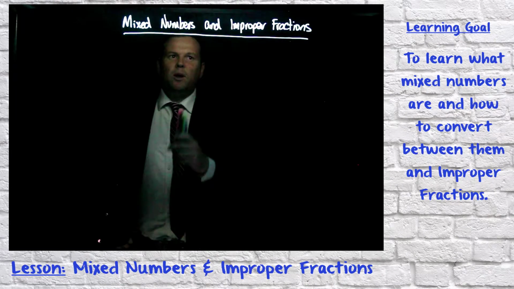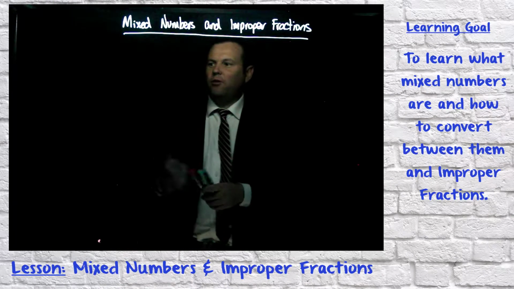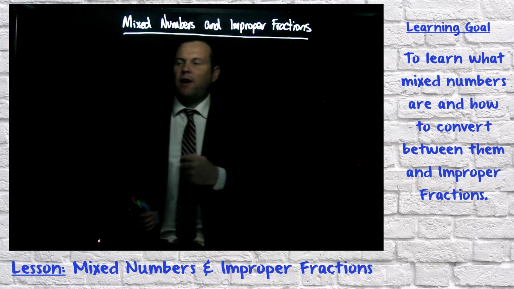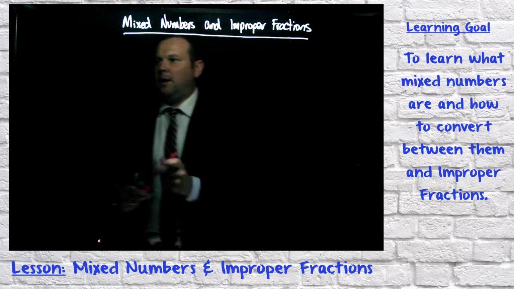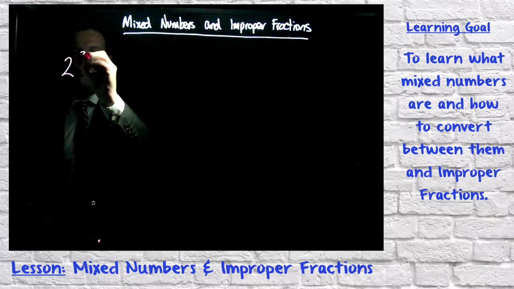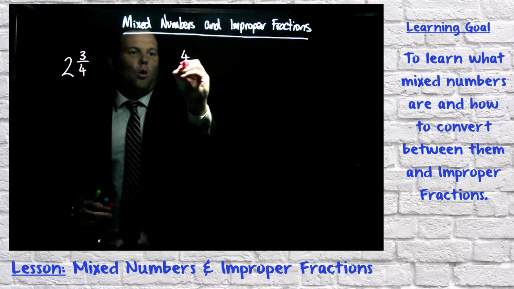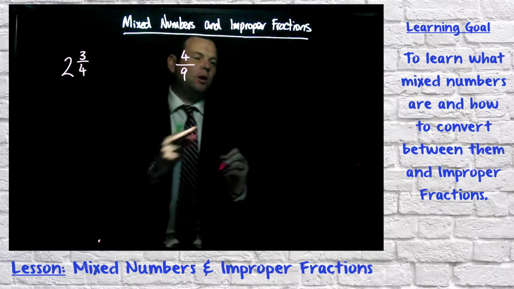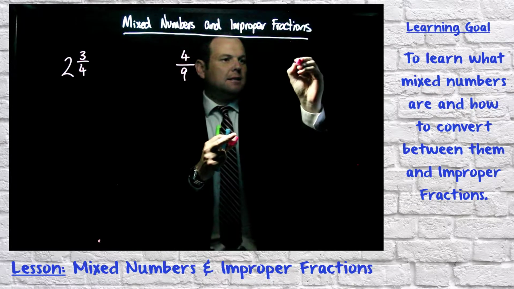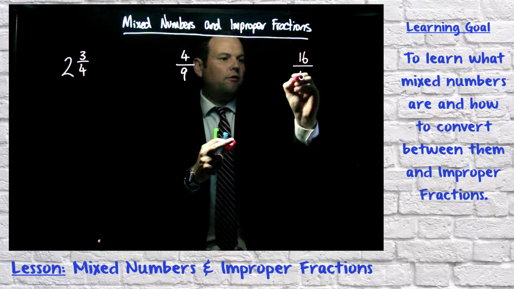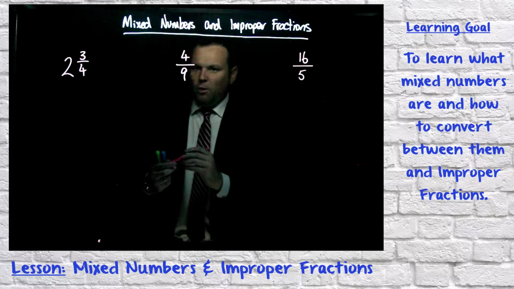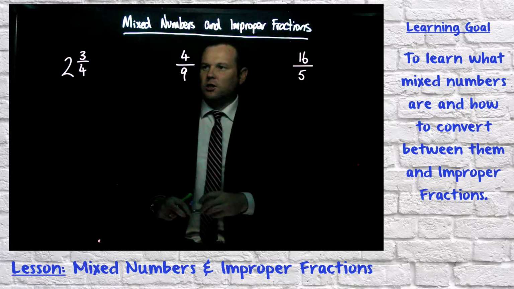Okay, so today we're looking at mixed numbers and improper fractions. Now, when we have our fractions, let's write some up. So we might have 2 3/4, and we could have 4/9, and then we could have, let's say, 16/5. Okay, we have 3 different types of fractions here.